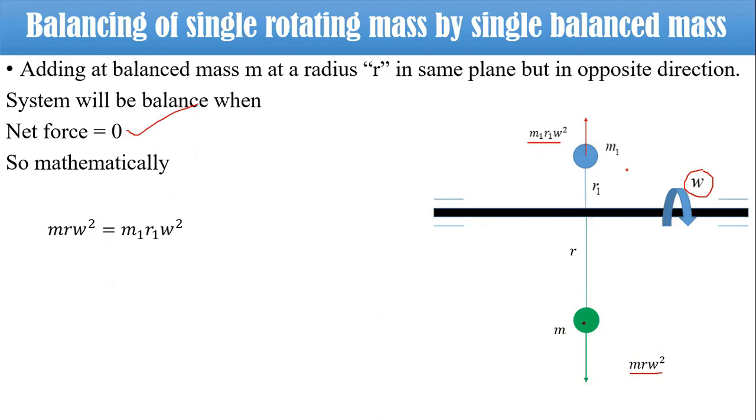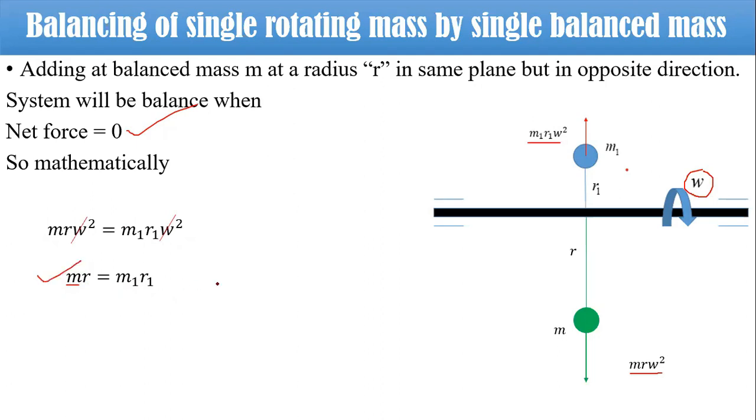Since both masses are connected on the same shaft and the shaft is rotating with angular velocity omega, the omega is the same for both masses, so we can cancel it out. So the conclusion is m r is equal to m1 r1. So we can find the balance mass for a different value of the balance radius, or we can find the radius of the balance mass for a different value of balance mass. So here we can find the balancing mass.